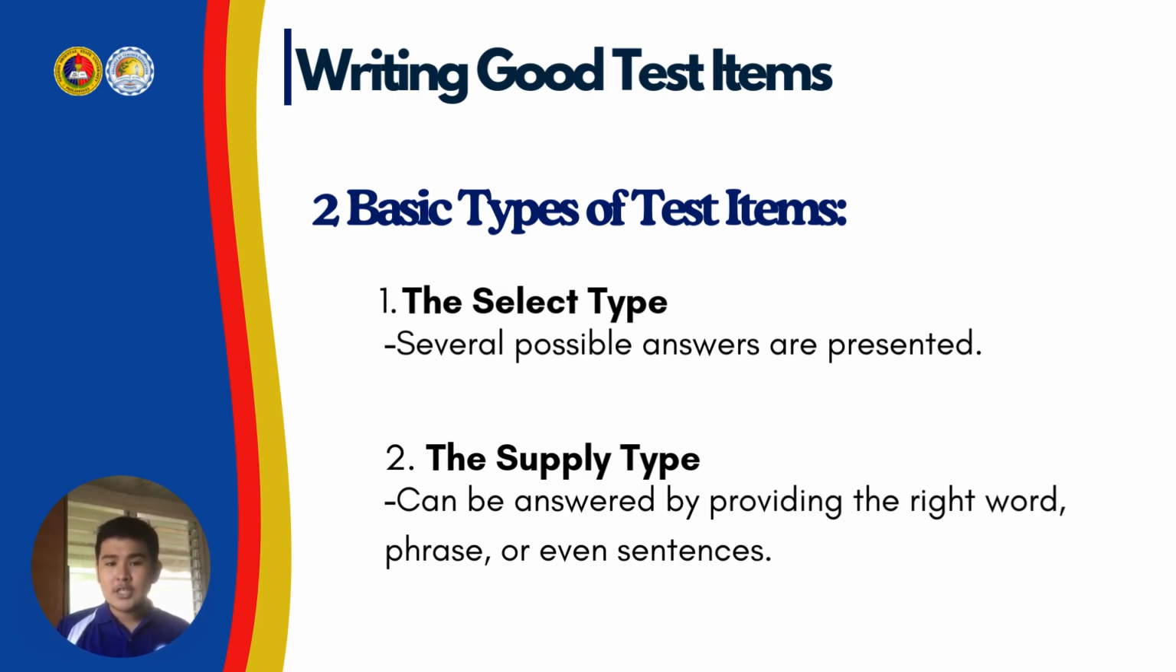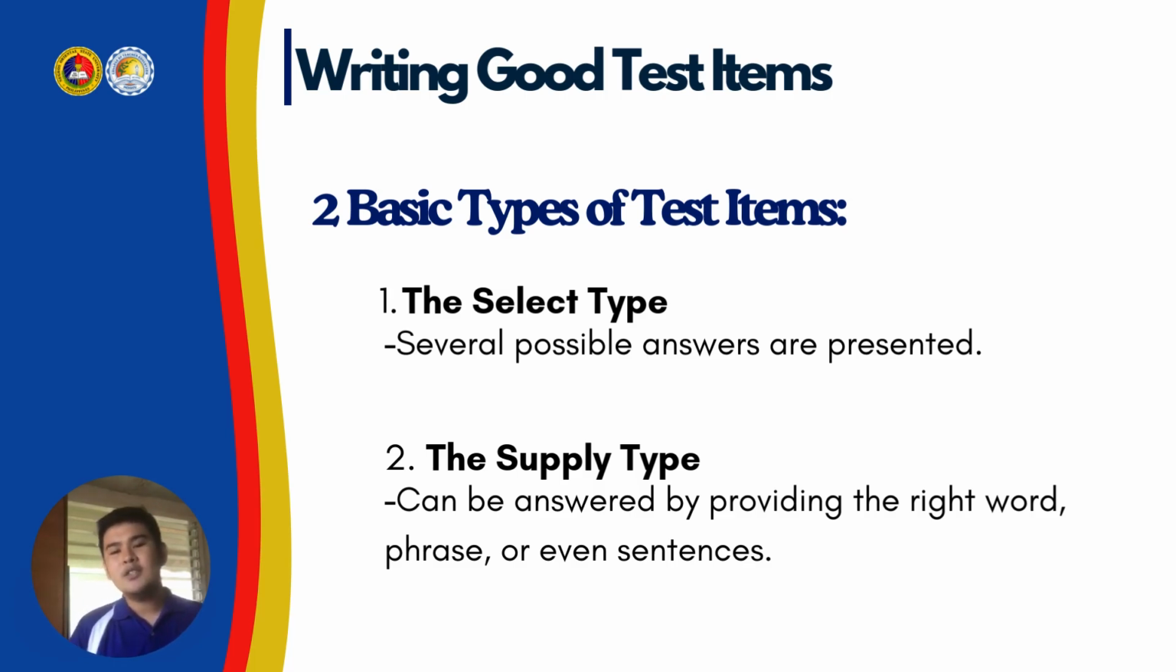One of the advantages of select type items is that they tend to be easier for students to answer because they don't have to come up with the information on their own. Instead, they can focus on identifying the answer from the options given. Common examples of select type include multiple choice questions, matching type questions, and true or false questions. These formats can help assess a range of knowledge efficiently.